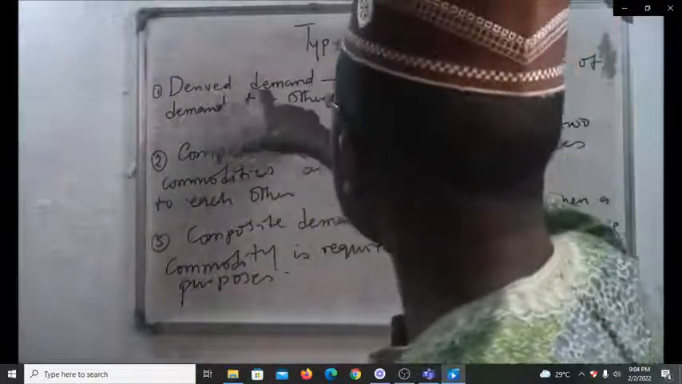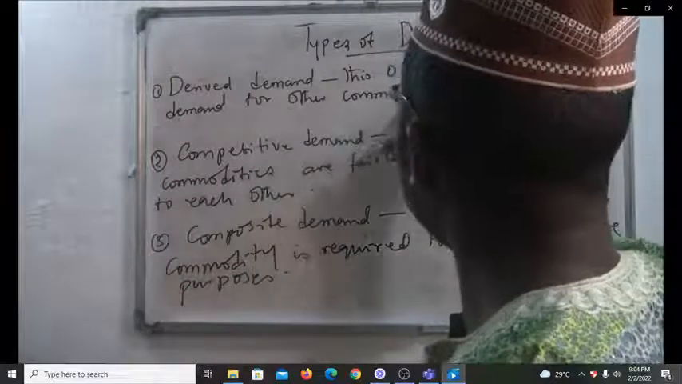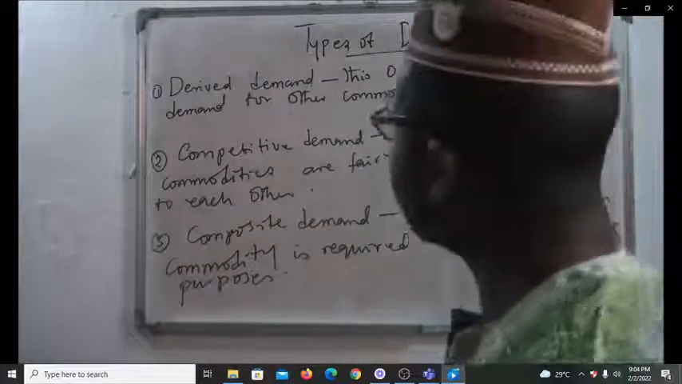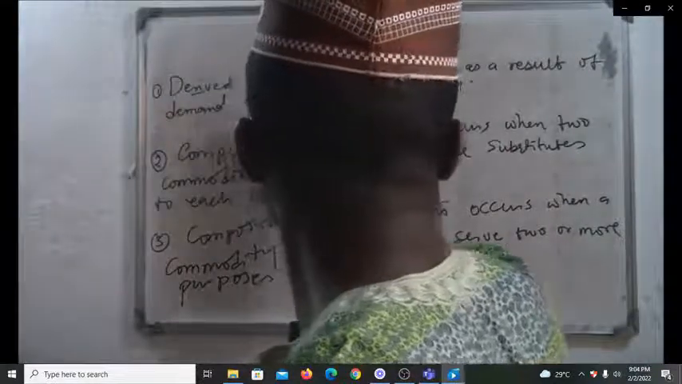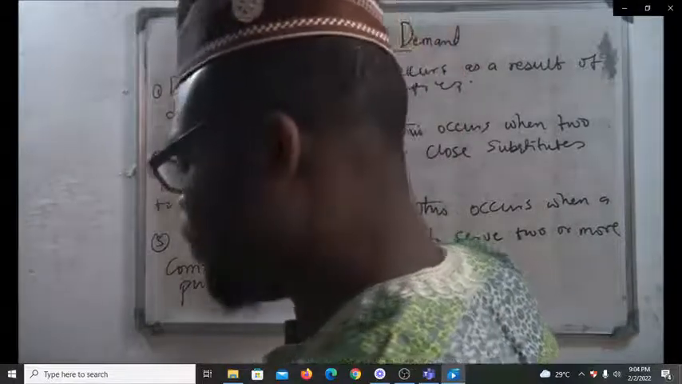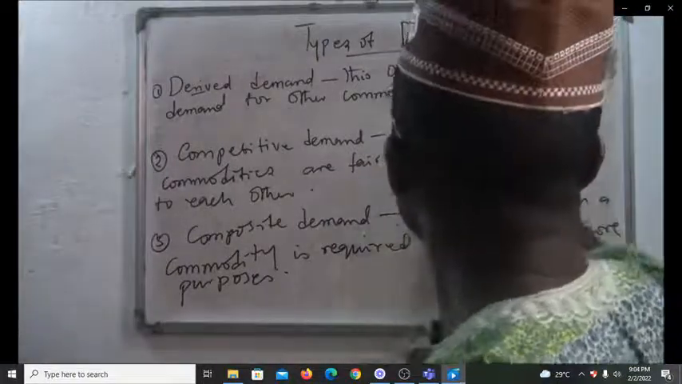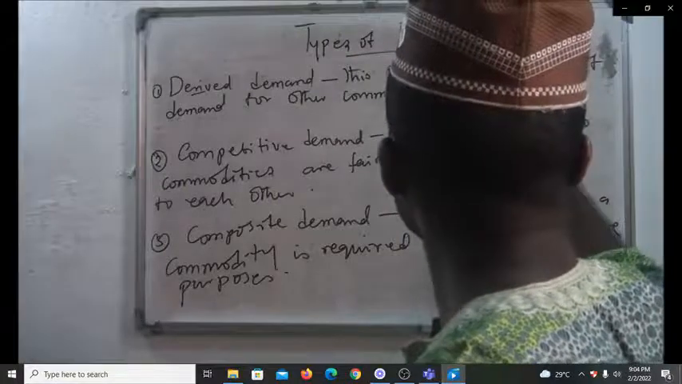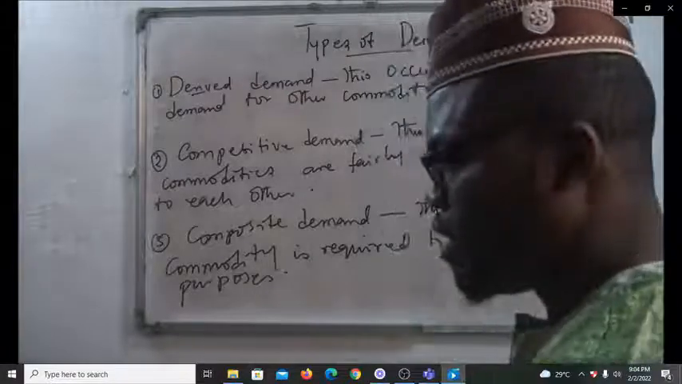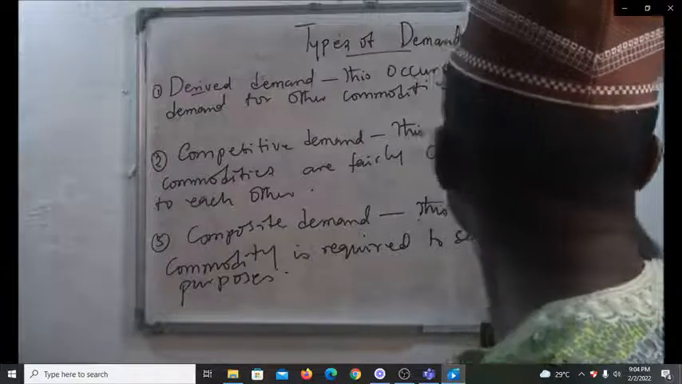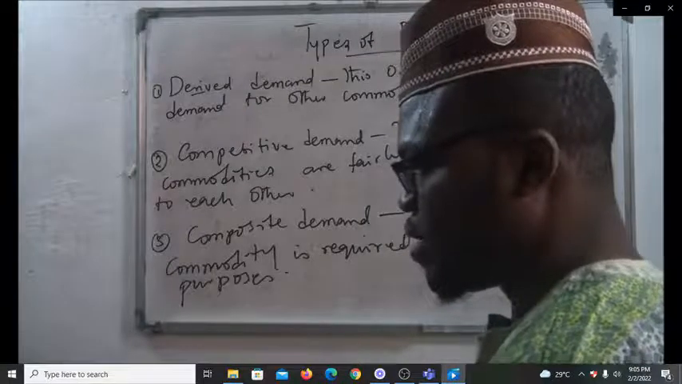Number one is what we call derived demand. This occurs as a result of demand for other commodities, derived. You see the word, derived. You demand for this commodity because you have to use it with the other one. Is that clear? Derived commodity. Anytime you buy bread, it's likely that you buy butter, because they go together. So you can say that butter has a derived demand from bread. Is that clear? Derived demand. What other things can you use together?